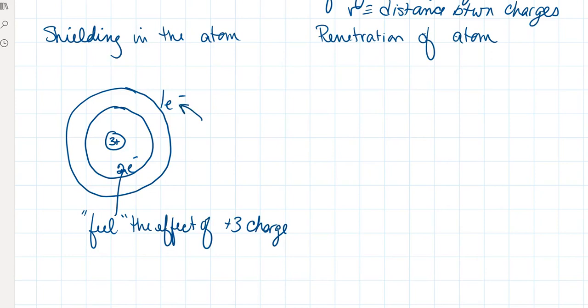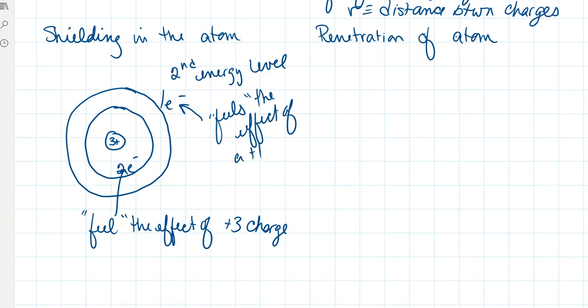But when we take a look at this electron in the second energy level, we're going to see that it only feels the effect of a +1 charge. That's because the two negatives in level 1 cancel out two of the positive charges. So there's a feeling effect of only having a +1 hold this electron in. What does this mean for how our electrons are set up? Effectively, electrons closer to the nucleus are held a lot tighter.